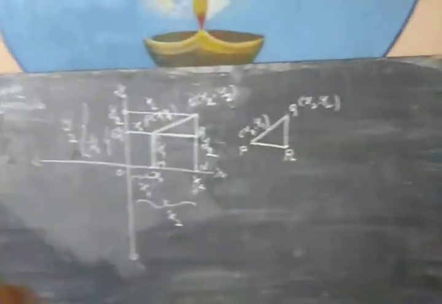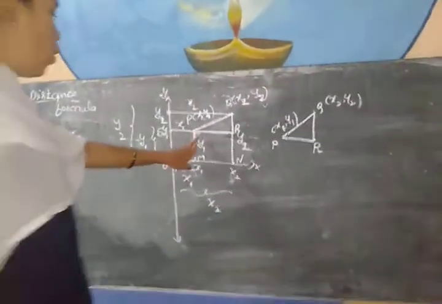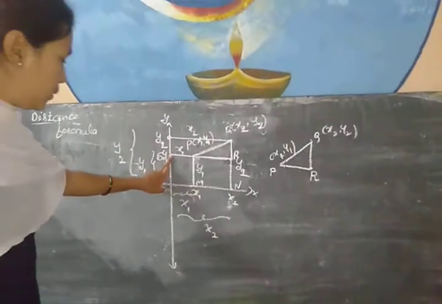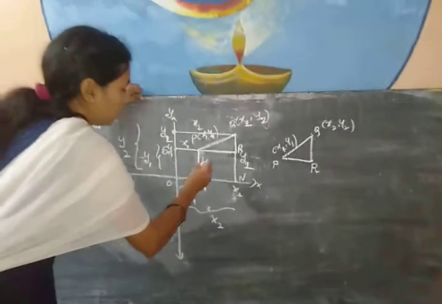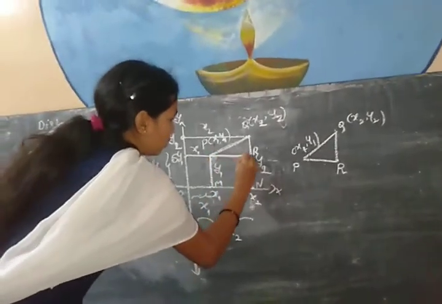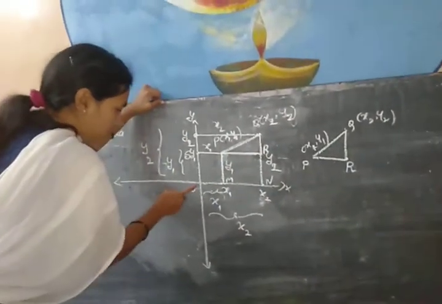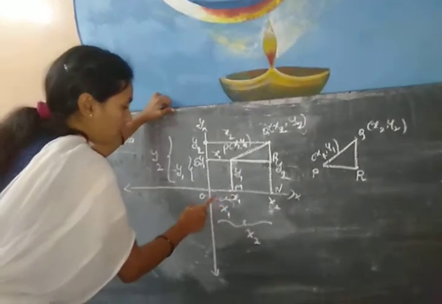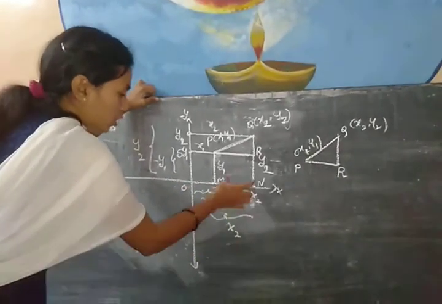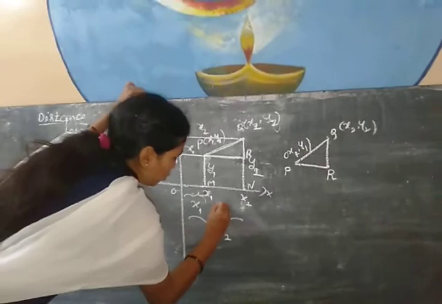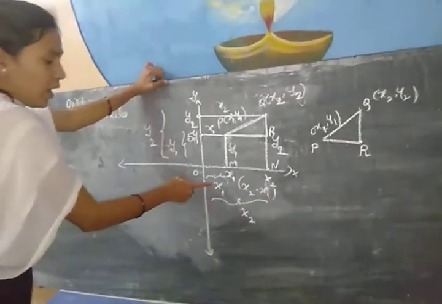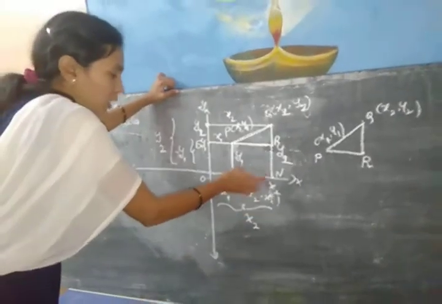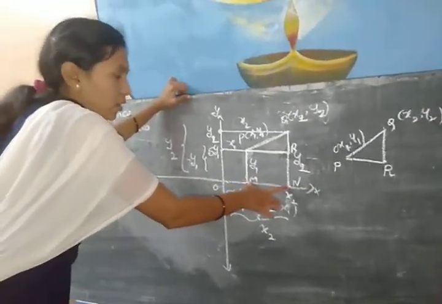Okay. See here, this is PR. Here OM is x1, OA is x2. So this value becomes x2 minus x1. So we have to subtract x1 from x2, and we get the length of MN.